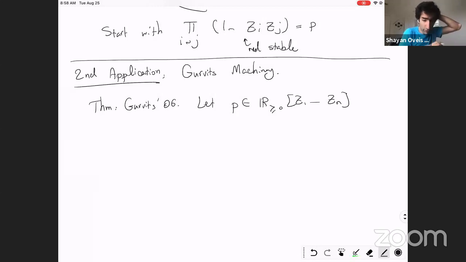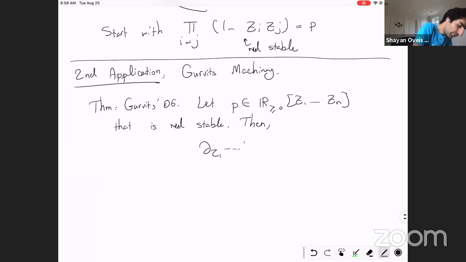So far I haven't assumed non-negativity of coefficients. Here I want to assume that the coefficients are non-negative and that P is real stable. Then we have this property. If you look at partial z1 up to partial zn of P evaluated at 0, you can sandwich it between the following quantities.